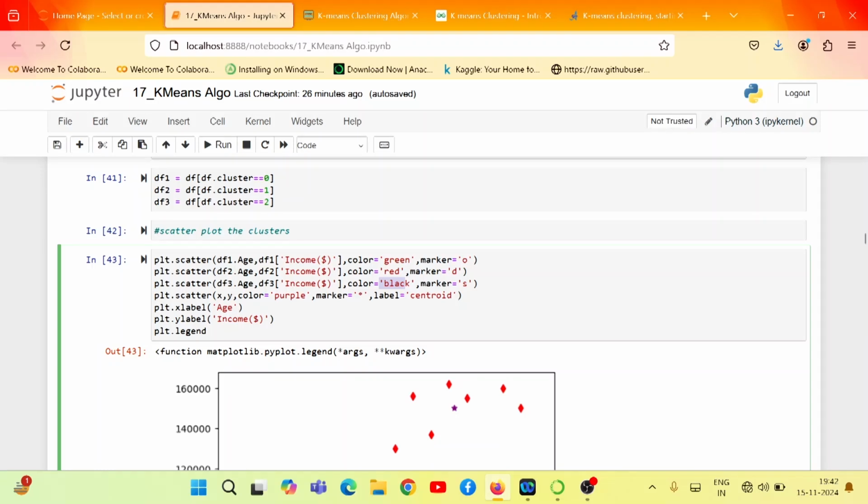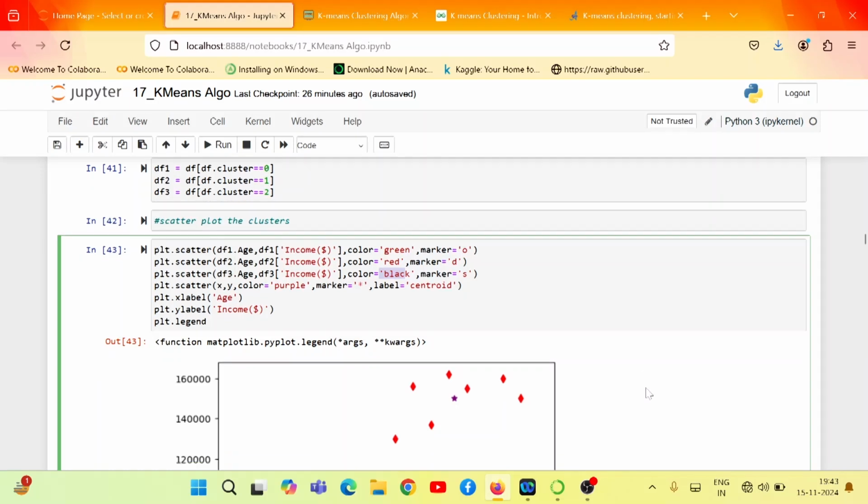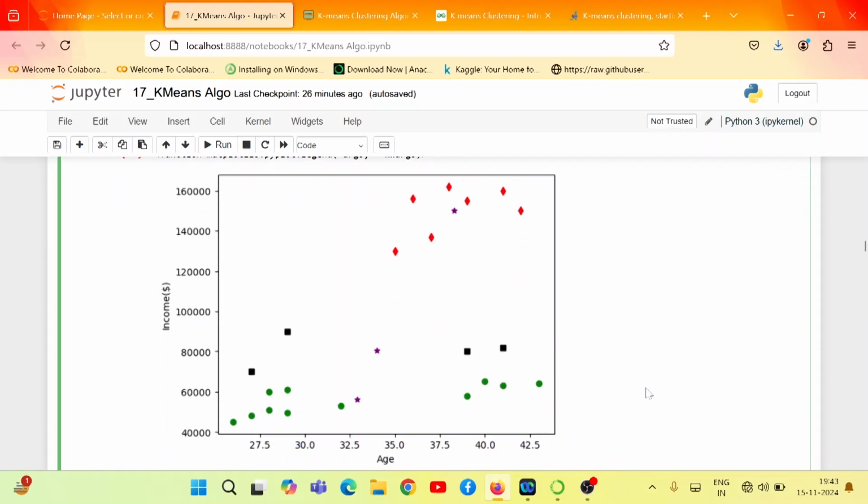The first cluster points are shown in the form of O, which is nothing but a circle. The second cluster points are shown in the form of a diamond, and the third cluster points are shown as a square. So this is the outcome of that. But if you observe the outcome of this k-means thoroughly, look at these three center points, which are in color as a purple star, right? These are the centers, right?